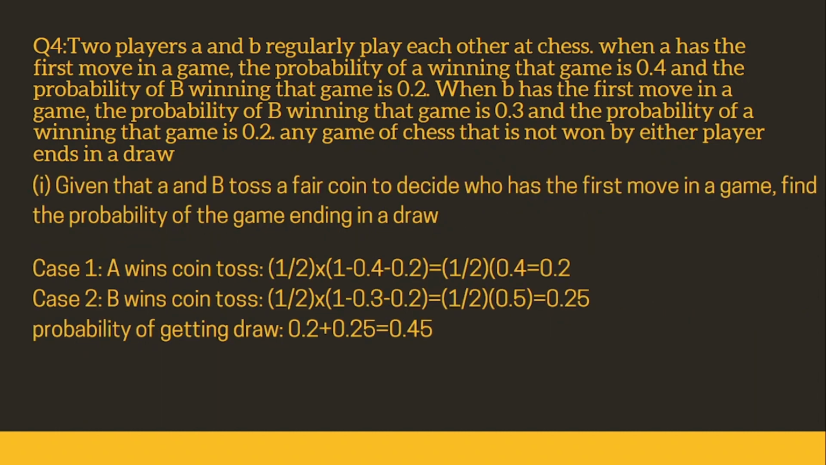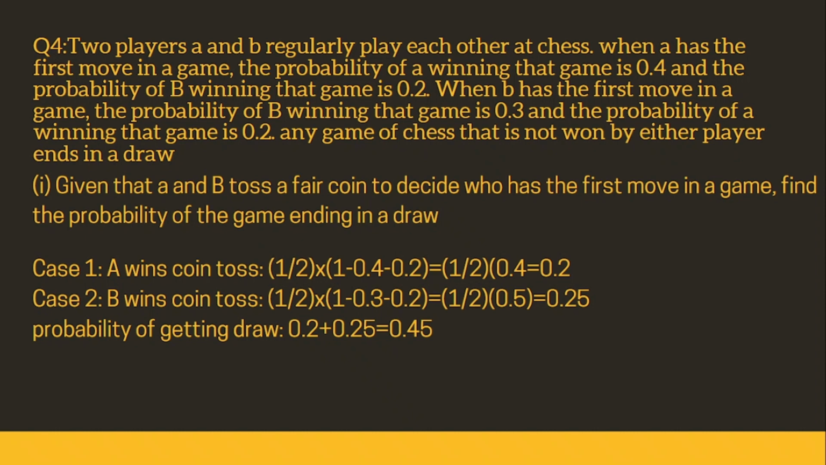So we'll look at part 1 first. So in part 1, you can have two scenarios. It is when A wins the coin toss, the fair coin, and when B wins the coin toss. So in this case, we want to see a half, because a coin toss is a 50-50 chance. Then you times, let's say A wins the coin toss, then there's a 0.4 chance of him winning, 0.2 chance of B winning, so you minus those two cases, so 1 minus 0.4 minus 0.2, to get the probability that if A wins the coin toss, it still ends in a draw.